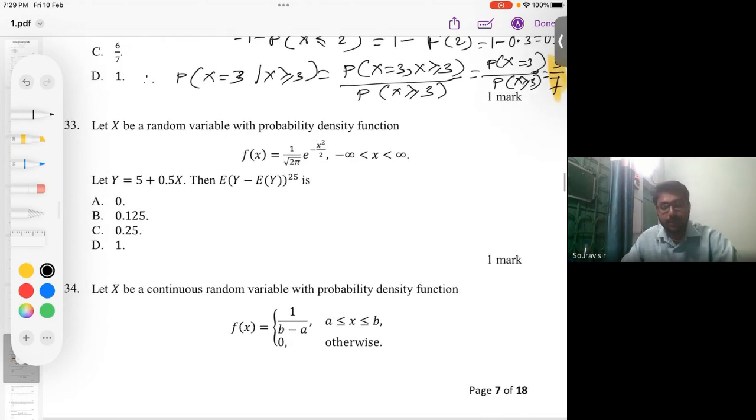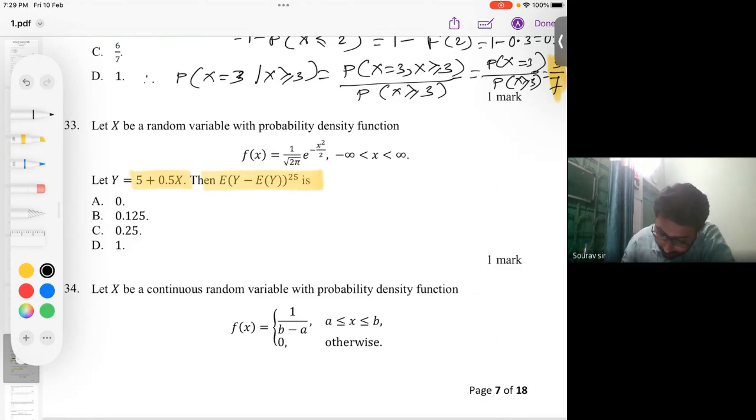Now let's solve question number 33. Here they've asked: let x be a random variable with the probability density function given here. Now let y be equal to 5 plus 0.5x. Then we have to find out the value of E of y minus E of y, whole to the power 25.